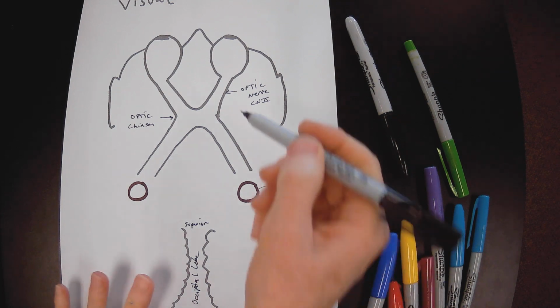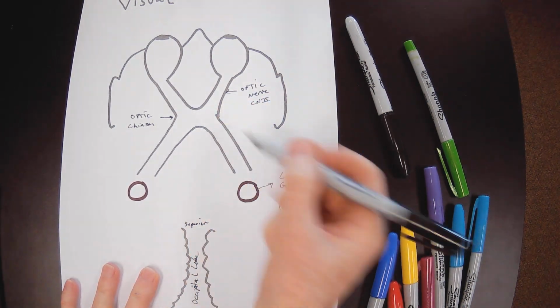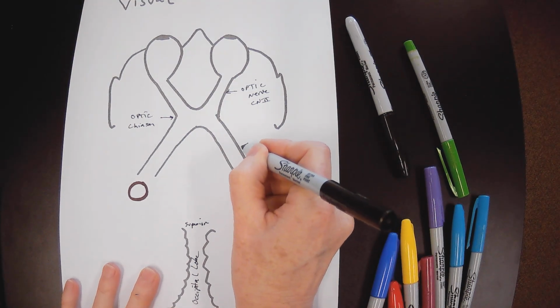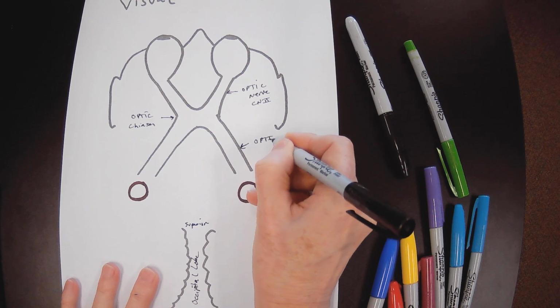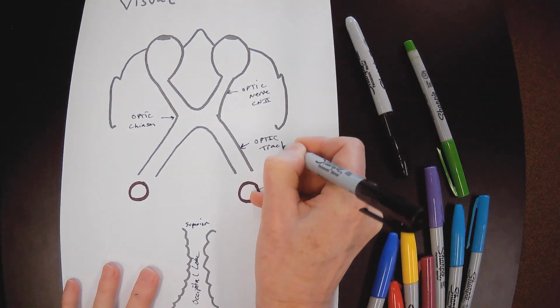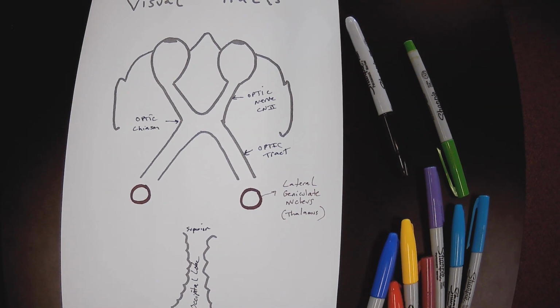Then moving on back, you have your optic nerve, your optic chiasm, which is this whole X-like structure here. And then moving on back, this is called your optic tract, T-R-A-C-T. So those are all the basic parts.